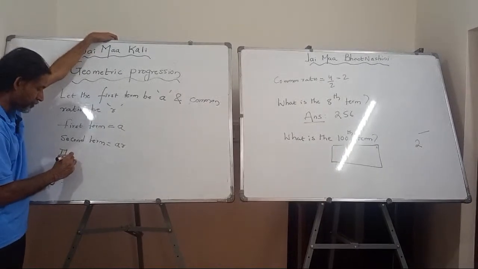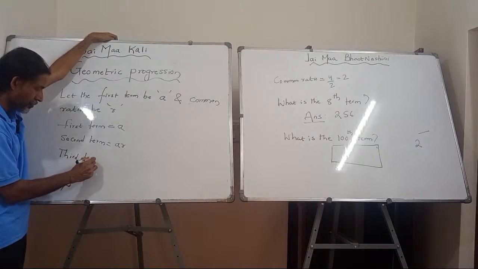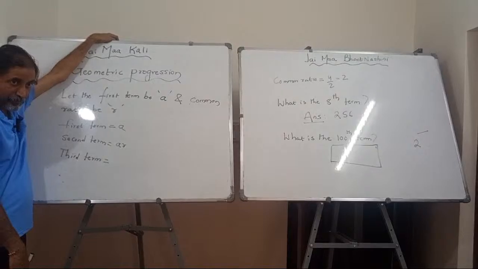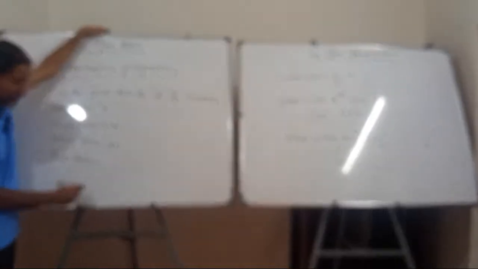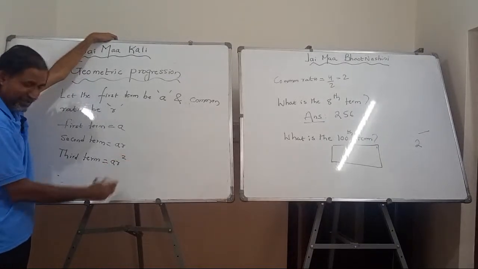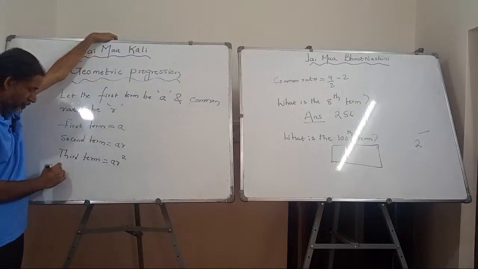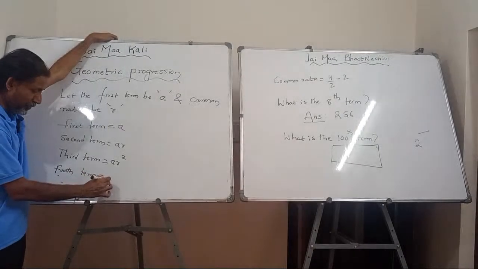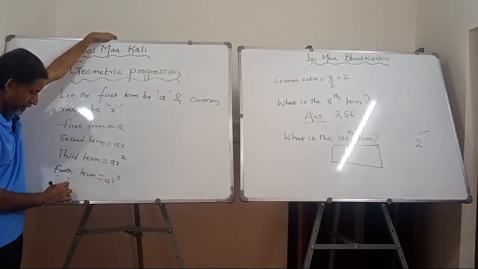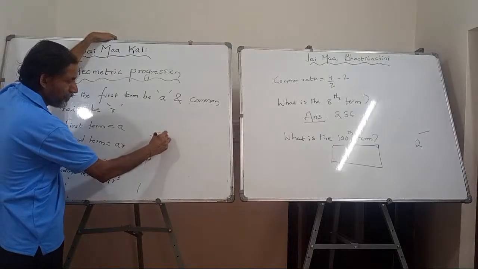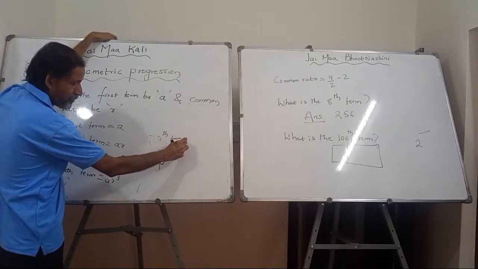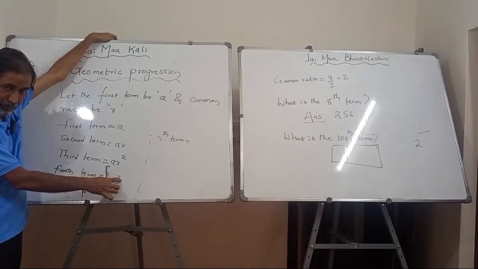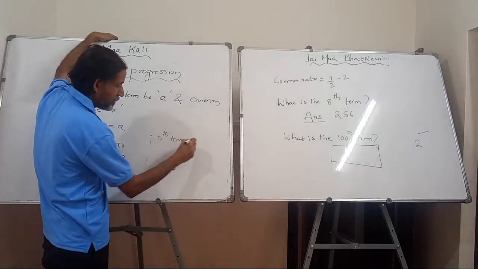Third term is a r r, a r square. Okay. Now fourth term, very good, it was coming to you. You realized. Okay. Nth term is a r to the power n minus 1. Fourth term is a r to the power 4 minus 1. You understood that, right?